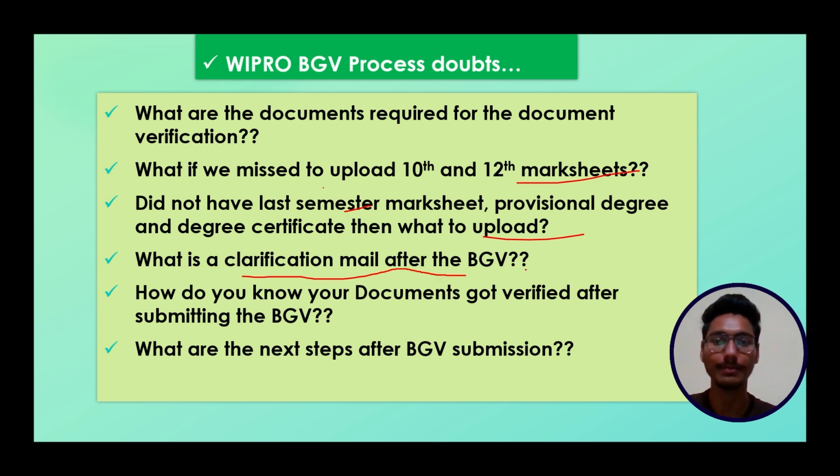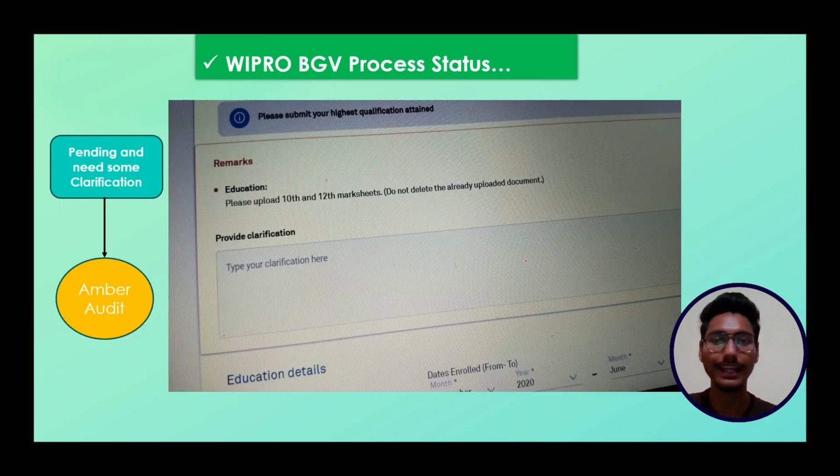So now we'll discuss what a clarification mail is. Clarification basically means a mail in which they will give you a chance to re-upload the pending documents. For example, in this image you can see that the candidate got another chance to re-upload the 10th and 12th mark sheets. In this box you have to write your reason why you did not submit the 10th and 12th mark sheets the first time, but they will not reject you, so don't worry about it. So this is a clarification mail.